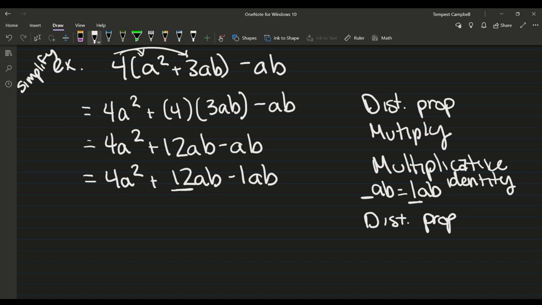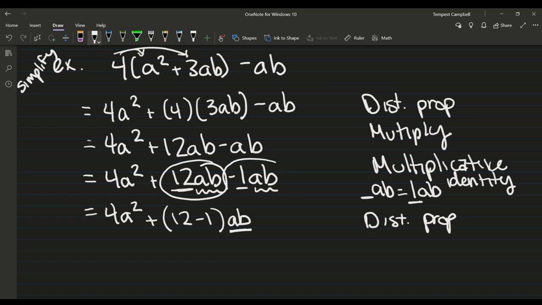And we're going to work backwards. So instead of distributing, we're going to basically take out an ab. So we can rewrite this as 4a squared plus, and then we have 12 minus 1, and we had ab. That's the common factor between these two terms right here, okay? So then I was able to pull those out.